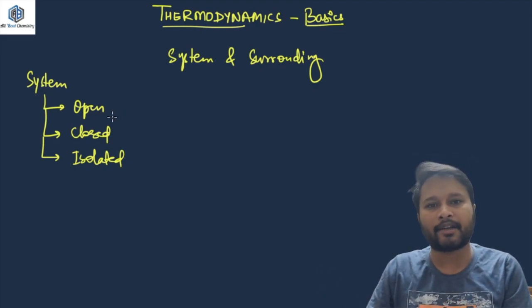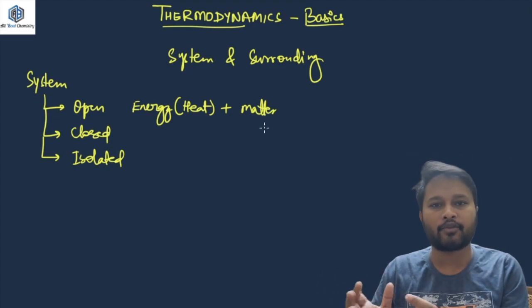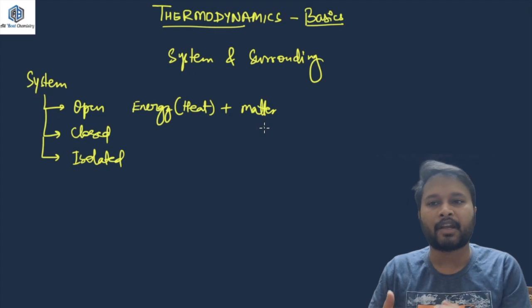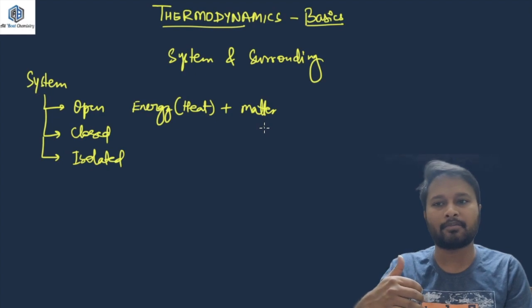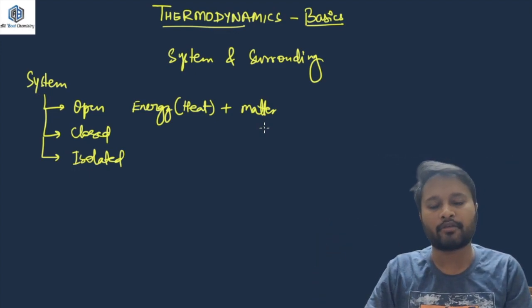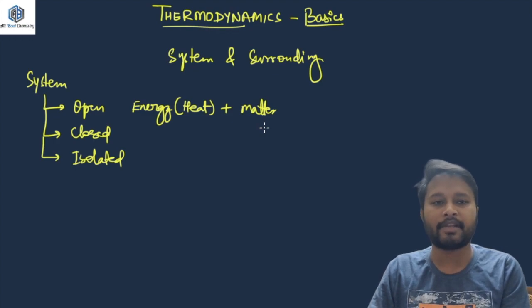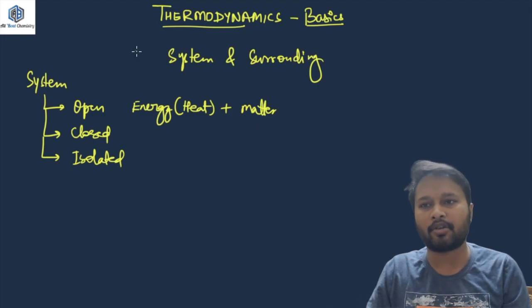Now, what is happening in that particular system? Energy, or heat, plus matter both are exchanging between system and surrounding. You are taking care of that kettle, and the surrounding is the rest of the universe. The heat is getting transferred from your kettle to the surrounding, and with the help of evaporation, some of your water vapor is also going there. So energy, that means heat plus matter, both are exchanged between the system and surrounding. That's called an open system.